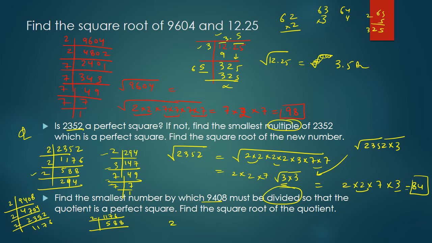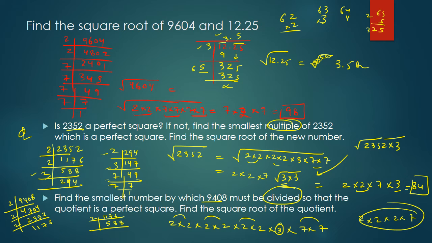So you can see 2 into 2 into 2 into 2, four 2s, and then from 588 this 2 into 2 into 3 into 7 into 7, right? So this 3 is restricting it from being a perfect square. So divide it by 3. Then what will be left? One 2, one 2, one 2 and one 7. So 2 into 2 into 2 into 7, that will be your answer. 8 sevens are 56 will be the square root of that particular number when it gets divided by 3. Okay. Moving on to the next point.